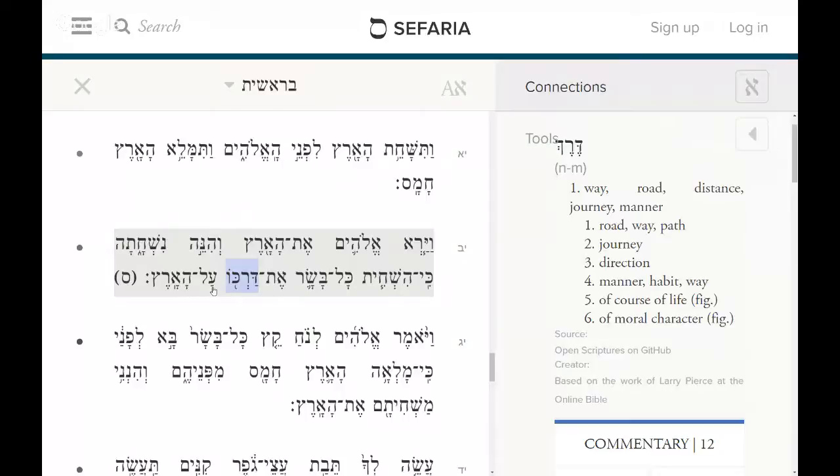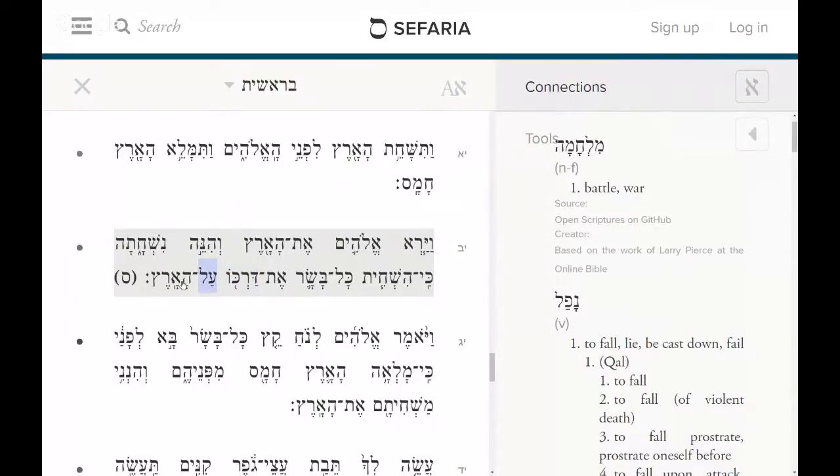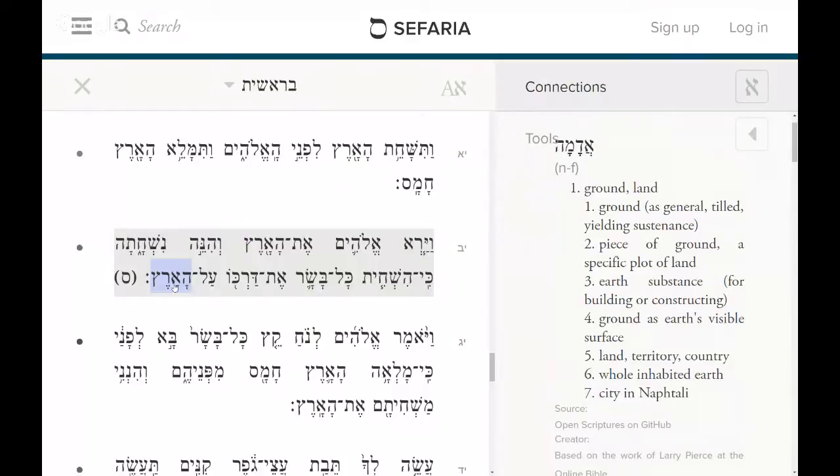All right, and now we're just going to describe it a little more. Al haaretz. Al is a preposition that means on or upon or over. Al, and then haaretz means the land, as we know. So on the land or on the earth. So to recap this, Vayar Elohim et haaretz v'hinei nishchata ki hishchit kol basar et darko al haaretz. So God saw the earth, and behold, guess what? It was corrupted, because all flesh ruined its way or corrupted its way on the earth.